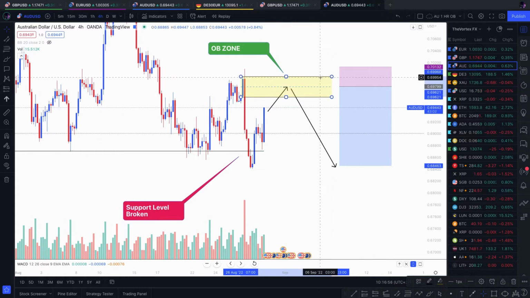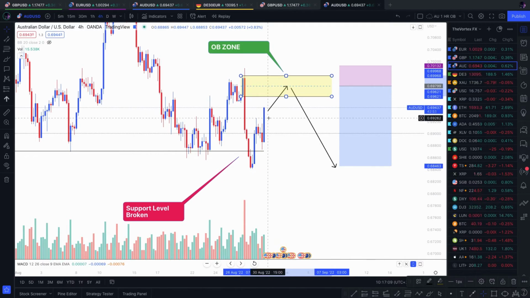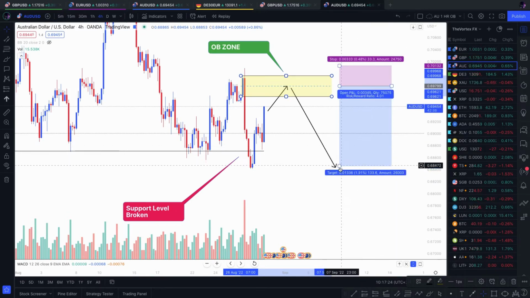And this would now be called the OB zone, otherwise known as the order block zone. So now I would be waiting for price to retrace back into the OB zone before opening up a short position targeting previous lows around the 0.68463 price point.